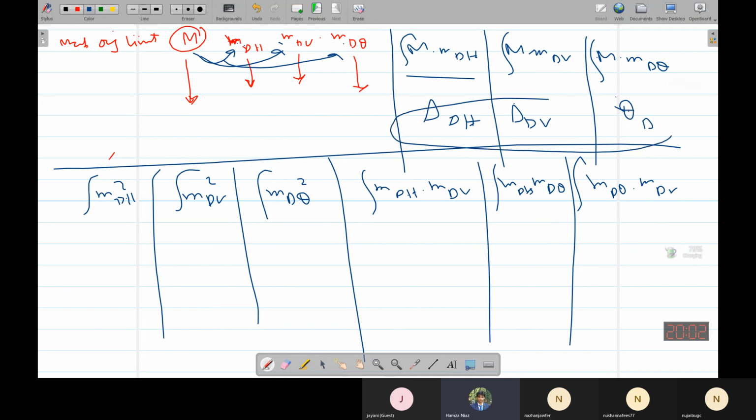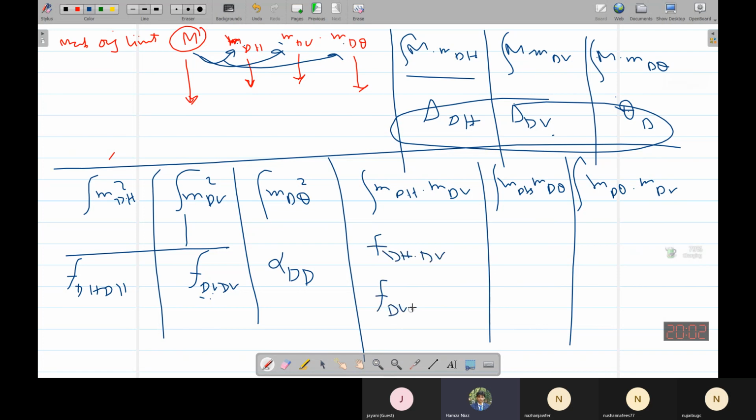These are all for primary structures. And from this we'll get FDH, DH, FDV, DV. We'll calculate all these values and sum them at the end. Then we'll get this coefficient, flexibility coefficient, alpha DD. And here DH into DV, so we'll get FDH, DV, FDV, DH. Here we have dV into d theta, we'll get F d delta by dV, and moment at d alpha into dV.